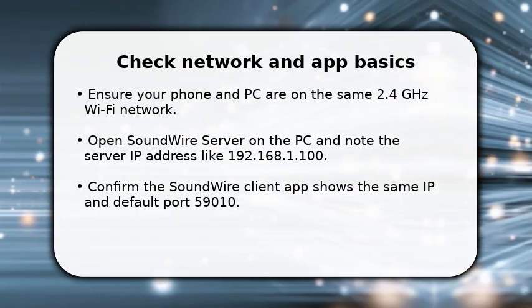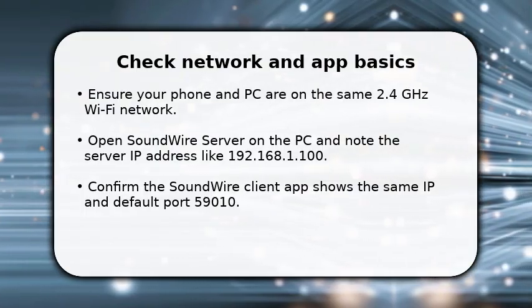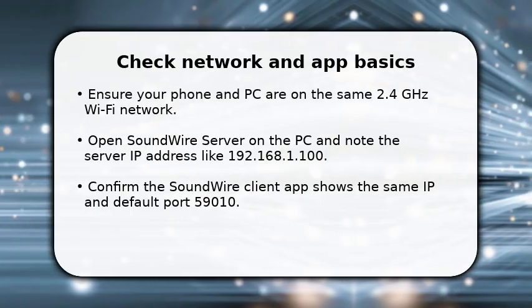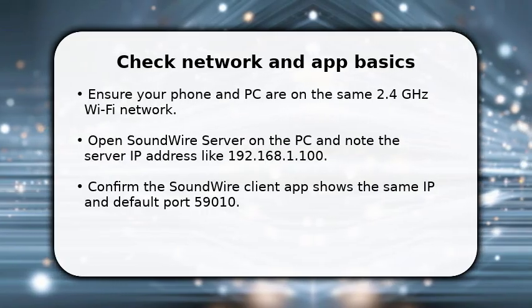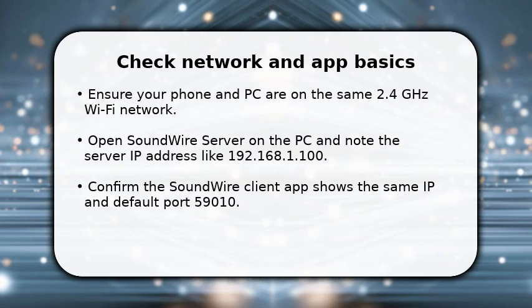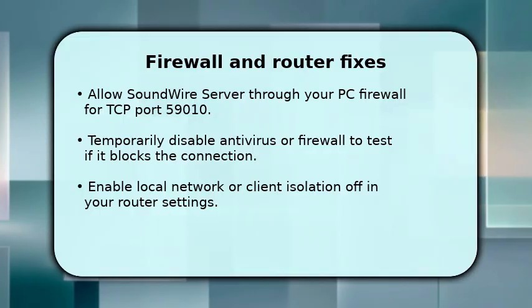Open Soundwire server on the PC and note the server IP address, like 192.168.100. Confirm the Soundwire client app shows the same IP and default port 59010. If the IP differs, use the next check: firewalls and router settings that commonly block Soundwire.